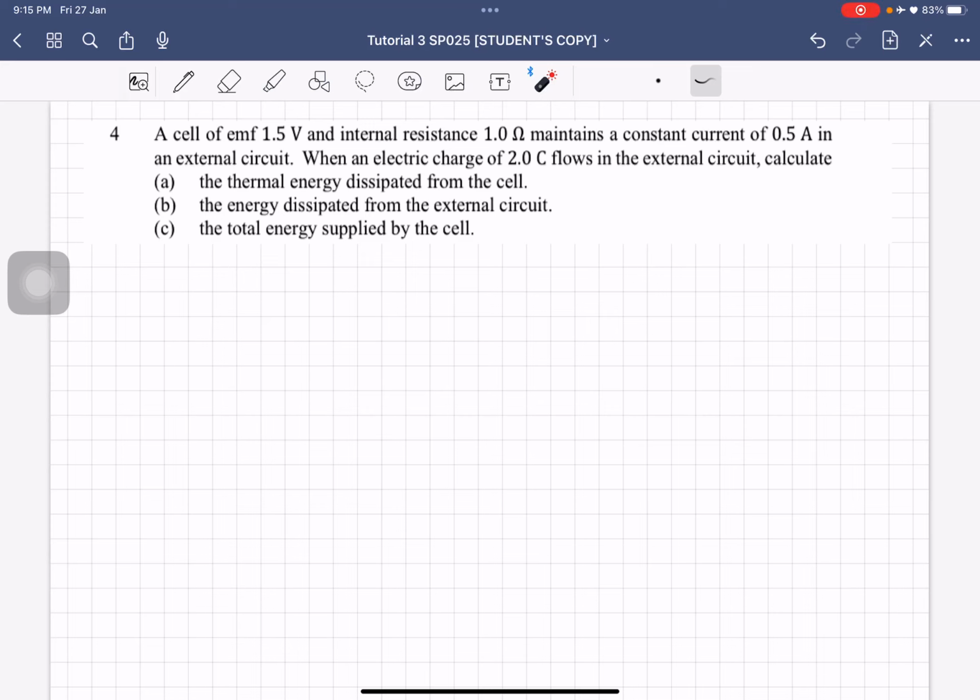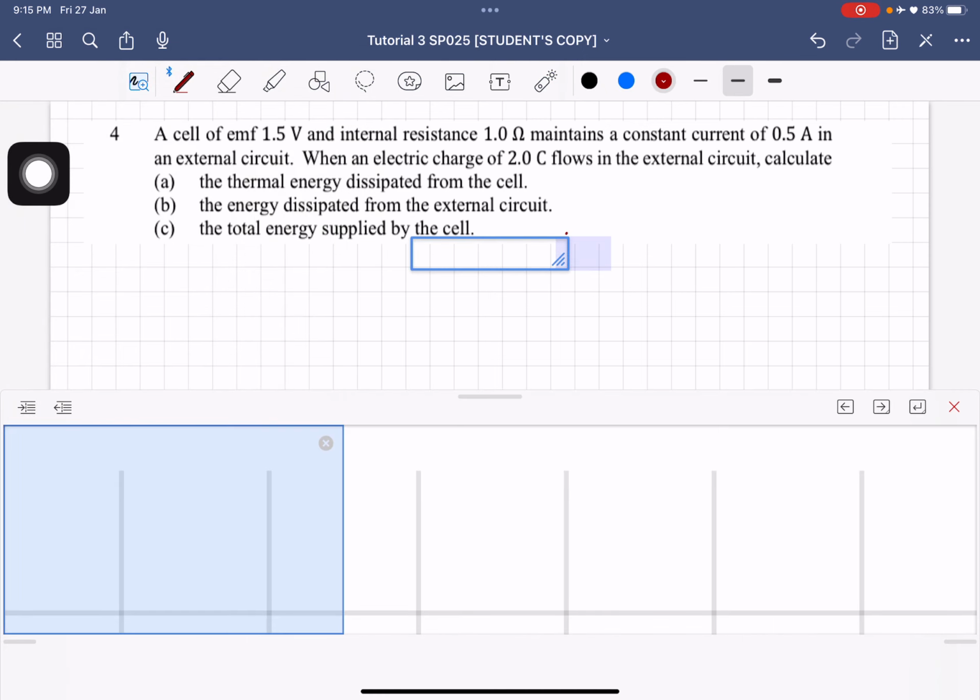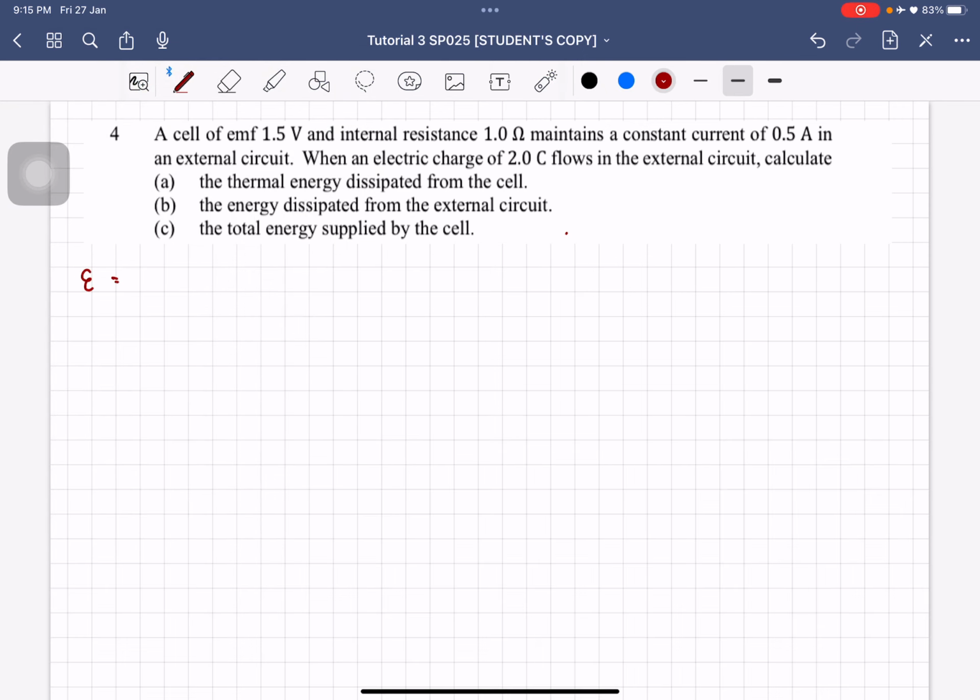Question number 4, we have a cell of EMF 1.5 volt and an internal resistance of 1 ohm. It maintains a constant current of 0.5 ampere in an external circuit when an electric charge of 2 coulomb flows in the external circuit. Calculate the thermal energy dissipated from the cell.